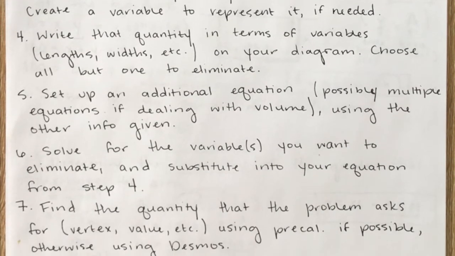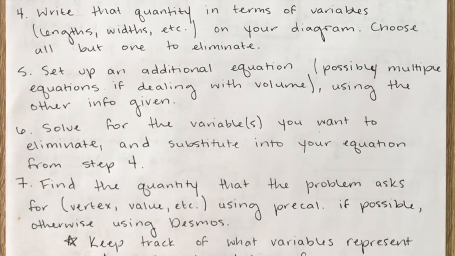Remember, we used that 100 feet to write a second equation about the length of the fence and how much we have. Possibly multiple equations if you're talking about volume, but most of what we'll be talking about will be area. So like in the last problem, we only needed one extra equation using the other given information. Then we want to solve for the variables you want to eliminate, right? So last time we solved for y so that we could get y out of that initial A equals x times y equation.